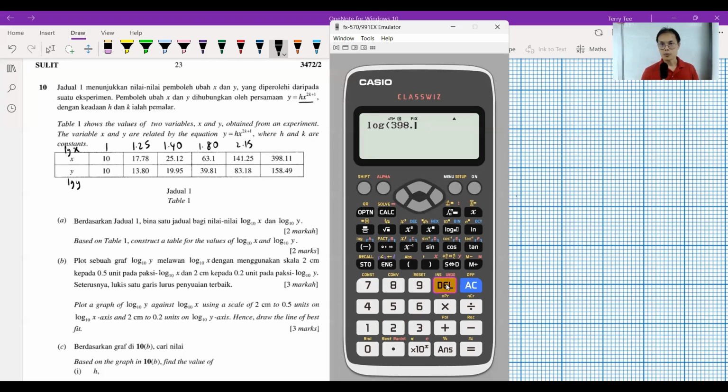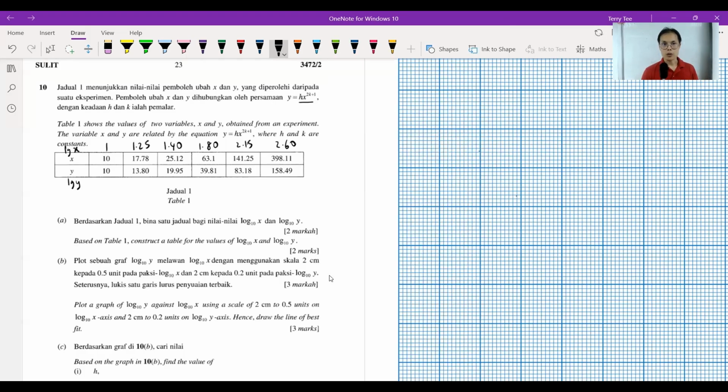398.11. This will give us 2.6. Okay, so done with log X. Now let's do log Y. If you want to make sure that they have the same decimal point, just put 1.00, because they're all 2 decimal point. Maybe it's better to do it that way.